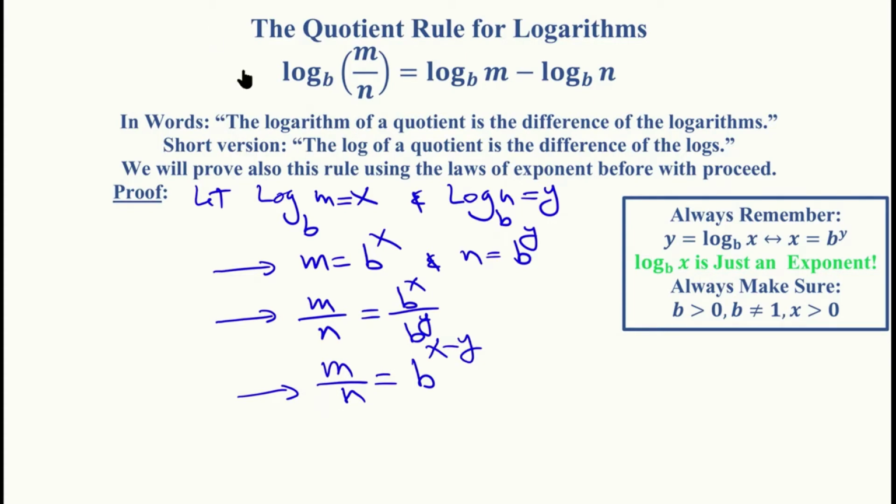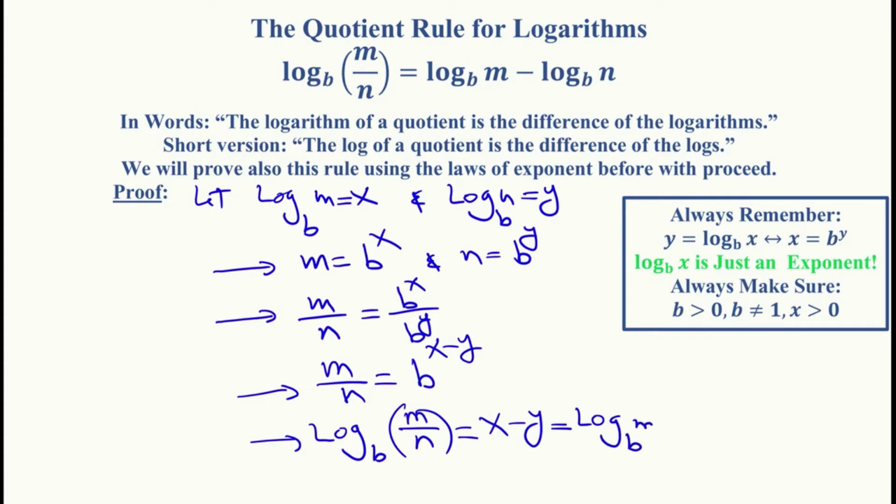into logarithmic form now. So we get log base b of m over n equals x minus y. Now, if we substitute log base b of m for x and log base b of n for y, we end up with log base b of m minus log base b of n. And we have just proven what we wanted to prove.